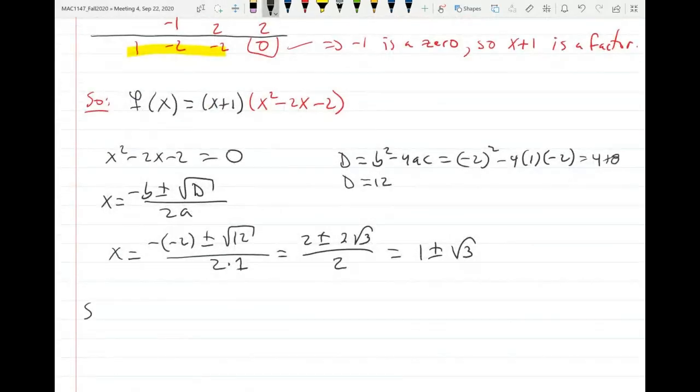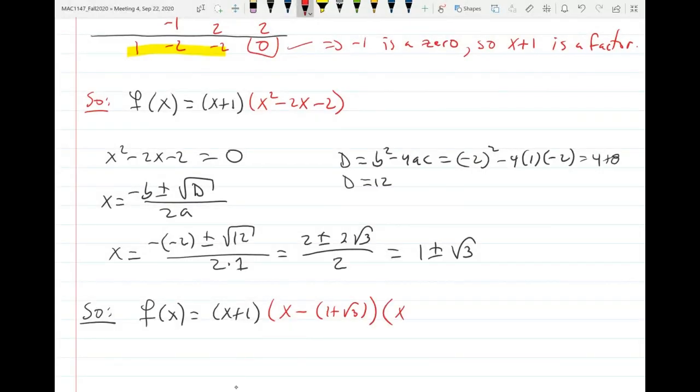Okay? So that means that f of x is going to be equal to x plus 1, and then the red polynomial x squared minus 2x minus 2, we can factor this as x minus the first zero, which is 1 plus square root of 3, times x minus the other zero, which is 1 minus square root of 3.